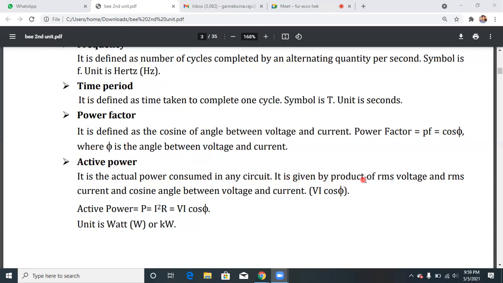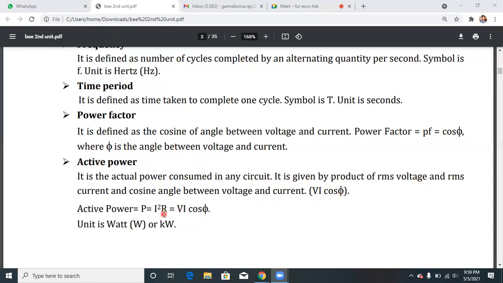It is given by the product of RMS voltage and RMS current and the cosine of the angle between voltage and current, called VI cos phi. Active power is equal to VI cos phi. P is equal to VI cos phi.